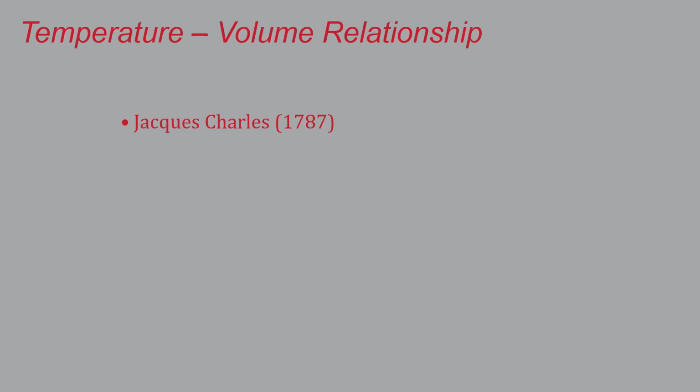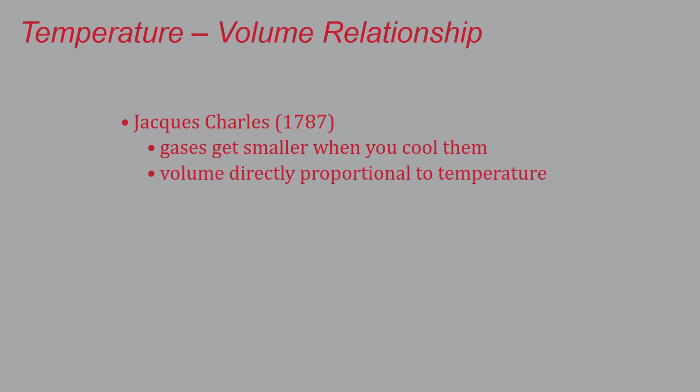Now the person that figured it out was a Frenchman by the name of Jacques Charles. And he found that gases tend to get smaller when you cool them, and found that if you quantified it, the volume was directly proportional to temperature. And so in equation speak, volume is equal to some constant times temperature. Or that for any gas sample of constant pressure and amount, the ratio or the quotient of volume and temperature is constant. Keep that in mind for the lab activity.